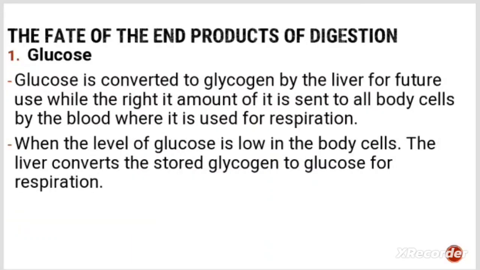Then let's go to the fate of the end products of digestion. What happens to the end products of digestion? So we saw that starch or carbohydrates are converted to glucose. Proteins become amino acids, fats become fatty acids and glycerol. So let us start with the fate of glucose.